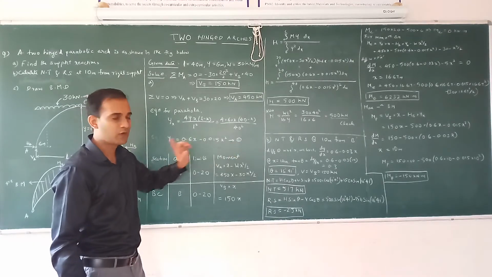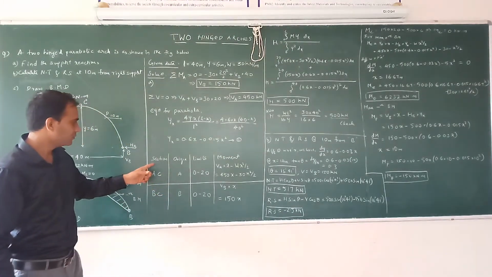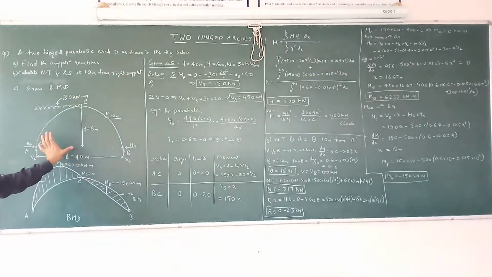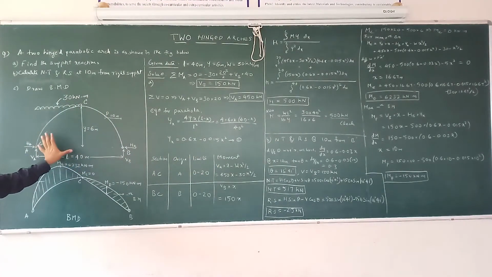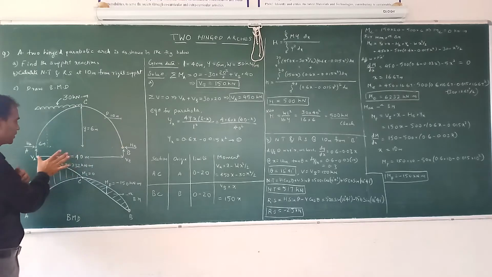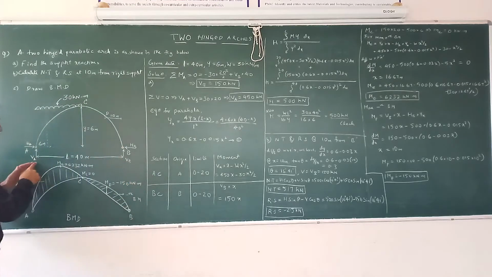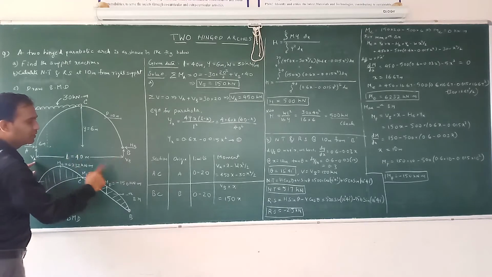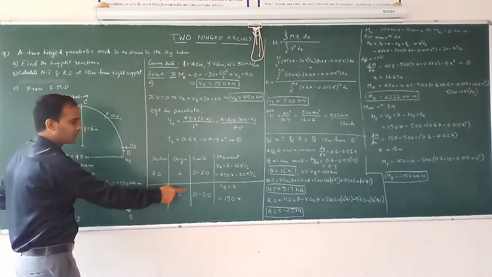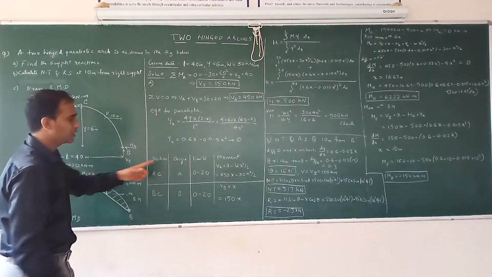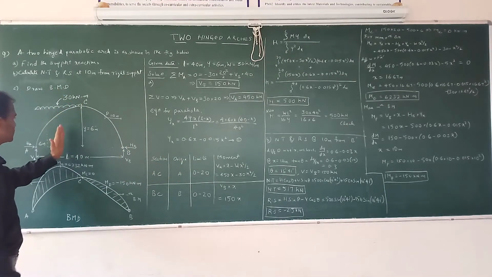Now draw this table with the column headings: section, origin, limits and moment. We have two sections, AC and DC, because we have load over here and we do not have load over here. In section AC, I will measure moment from A, and in section DC, I will measure moment from B. So the origins are A and B respectively. The limits are 0 to 20 meters for both. If I take a section in AC, measure x from A, and here measure x from B.